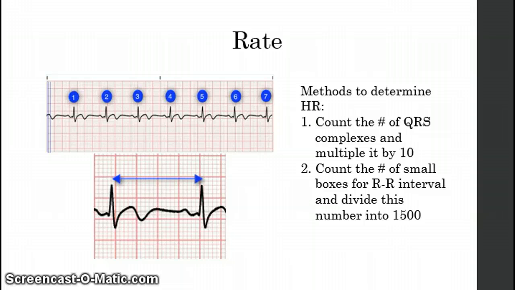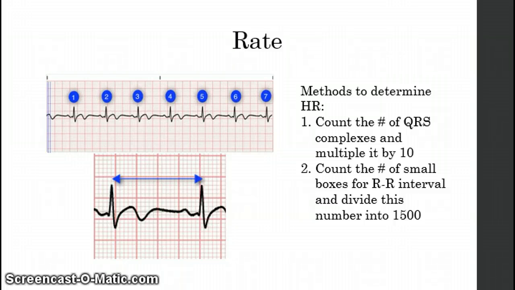Now we must determine the heart rate. There are multiple ways we can do this. The first way is to count the number of QRS complexes over a 6-second interval. Remember, the strip will show you the 3-second intervals, so you will be counting the complexes within two 3-second intervals. Then you multiply that number by 10. So for example, if I counted 7 QRS complexes in the 6-second interval, I would have a heart rate of 70.